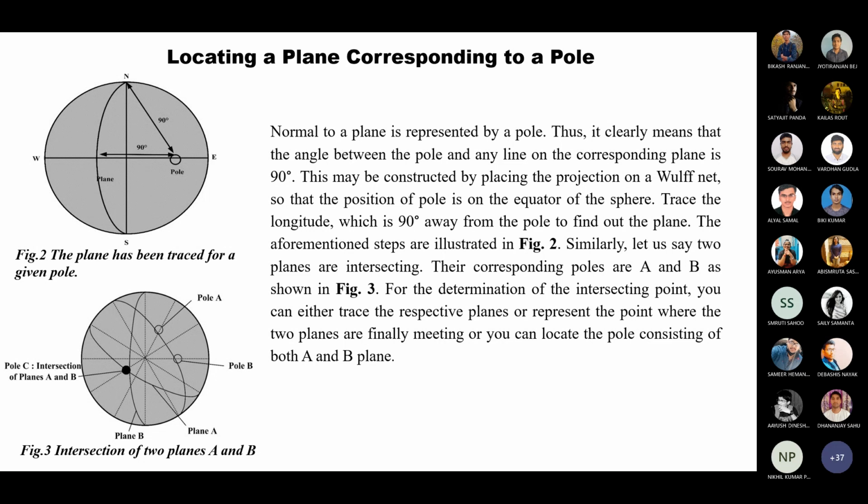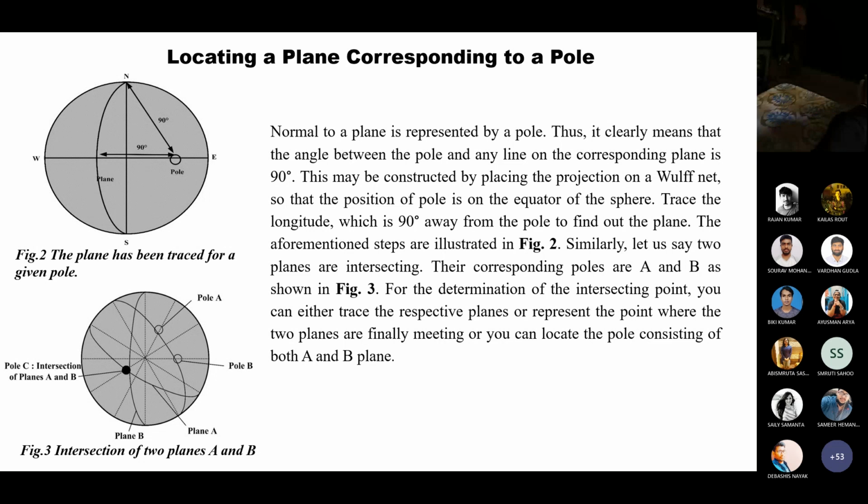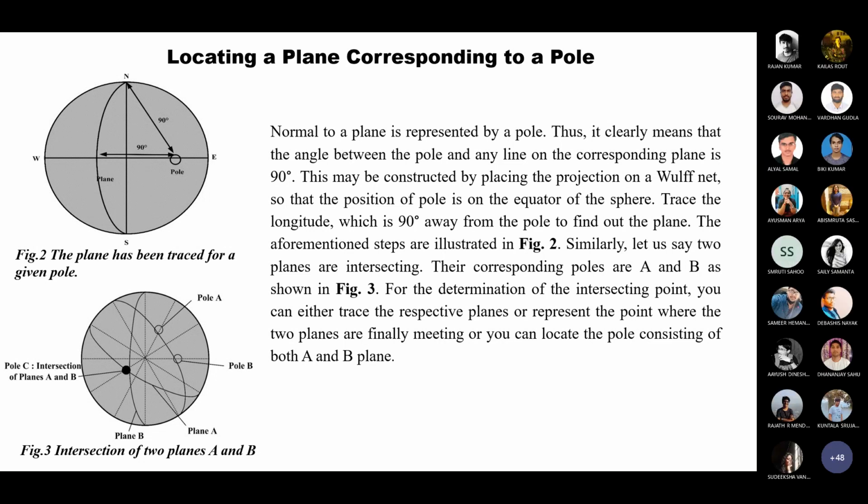In this way, you can also do the construction without a Wulff net, as constructed here. If you look at figures 2 and 3, for the determination of the intersecting point that I mentioned a few minutes ago, you can either trace the respective planes or mark the point where the two planes finally meet, and you can locate the pole common to both A and B planes.